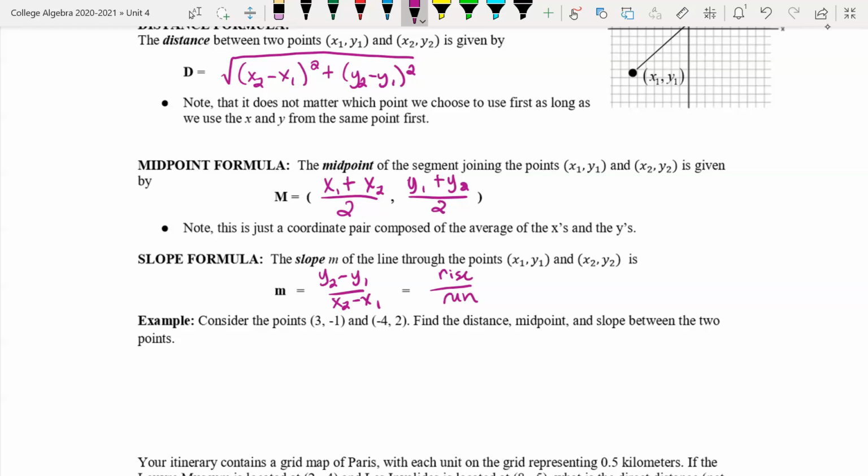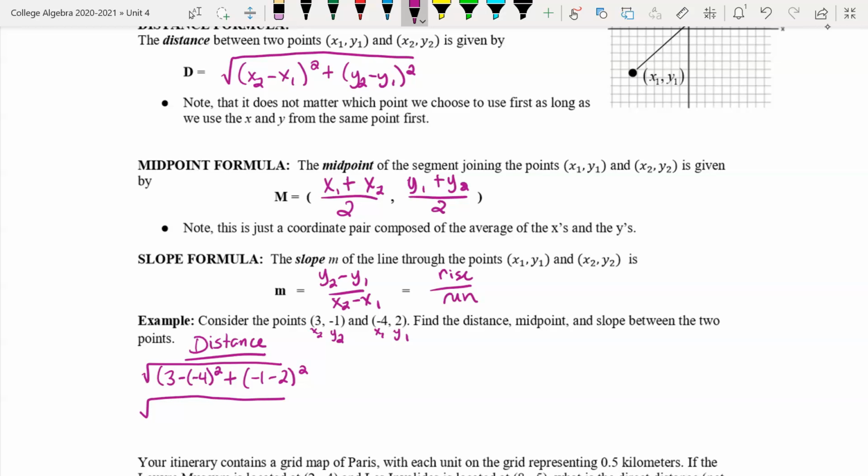So consider the points (3, -1) and (-4, 2). Find the distance, midpoint, and slope between the 2 points. So that's exactly what we're going to do. So distance. I'm just going to go ahead and label this x2, y2, x1, y1. So distance would be the square root of (3 minus -4) squared plus (-1 minus 2) squared.